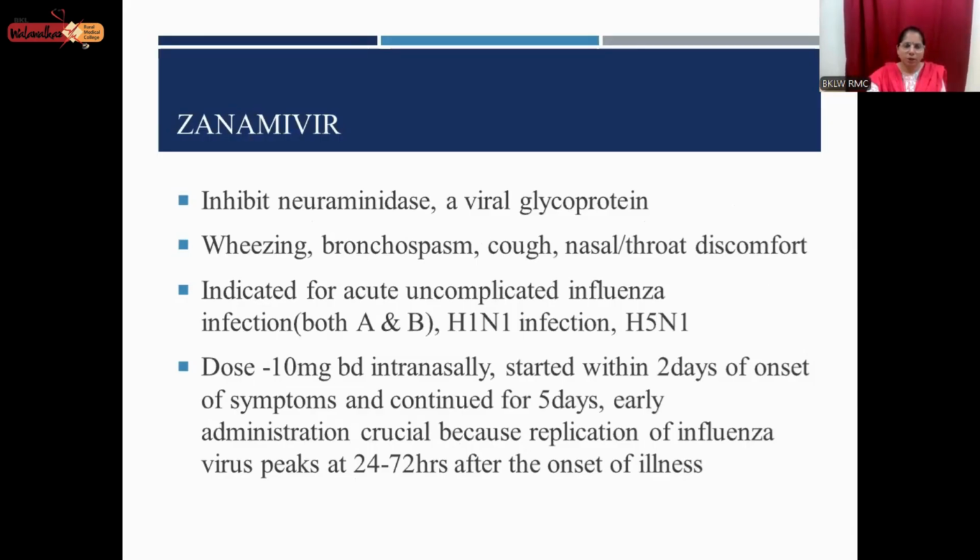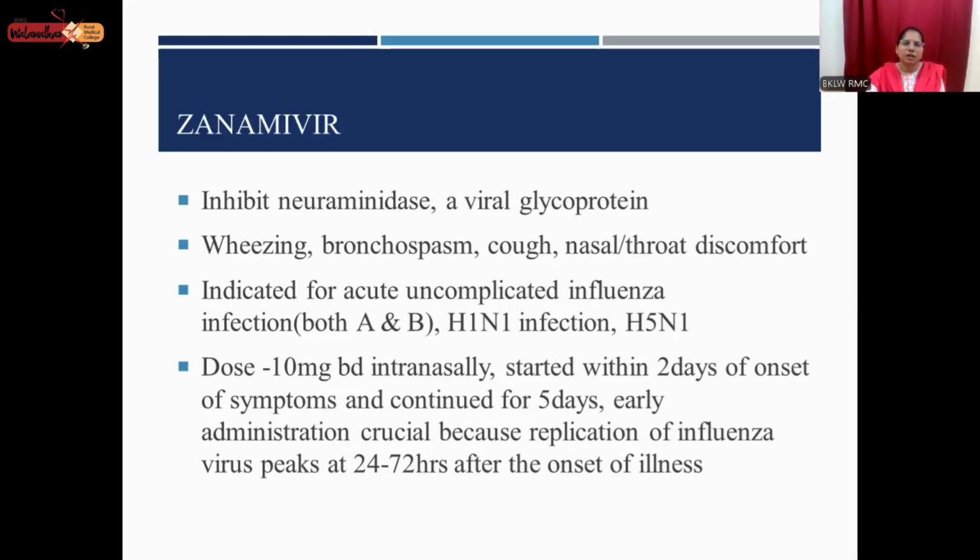Zanamivir inhibits the neuraminidase enzyme. It is a viral glycoprotein. Neuraminidase is an enzyme that is important for viral replication and release of the virions. It will bind to the glycoprotein through sialic acid. This enzyme is important for cleavage and release of virions, so inhibiting this enzyme will inhibit viral release and replication.